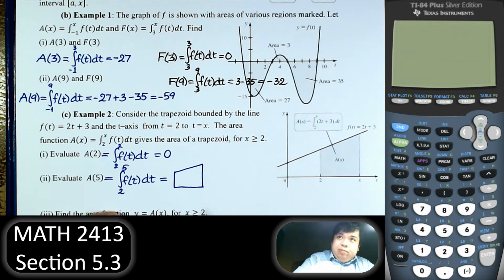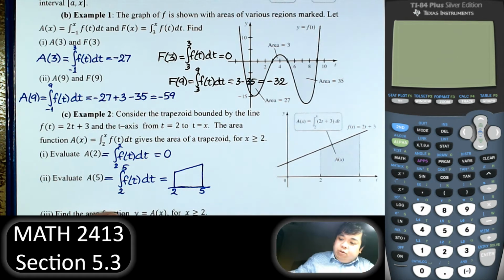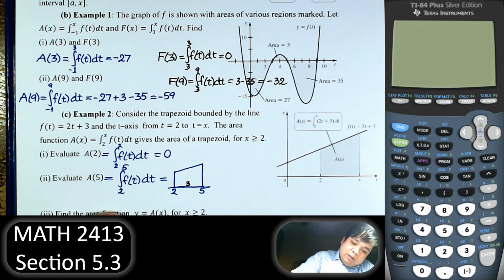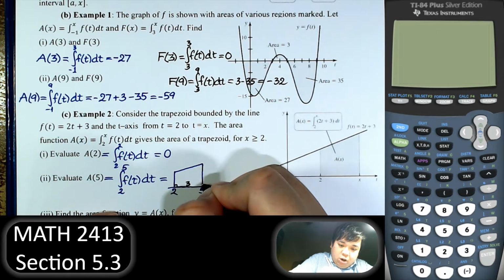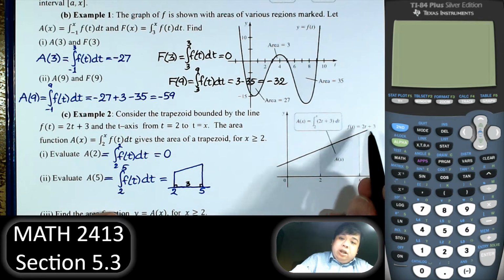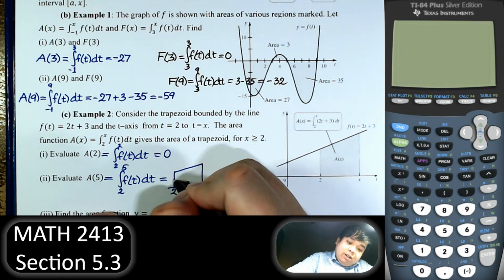This is the area. We go from 2 to 5. Because we go from 2 to 5, this is 3. This is the right trapezoid. Next, the function is 2t plus 3. If we put 2 into the function, we have 2 times 2 plus 3, so that will be 7. So this is going to be 7.